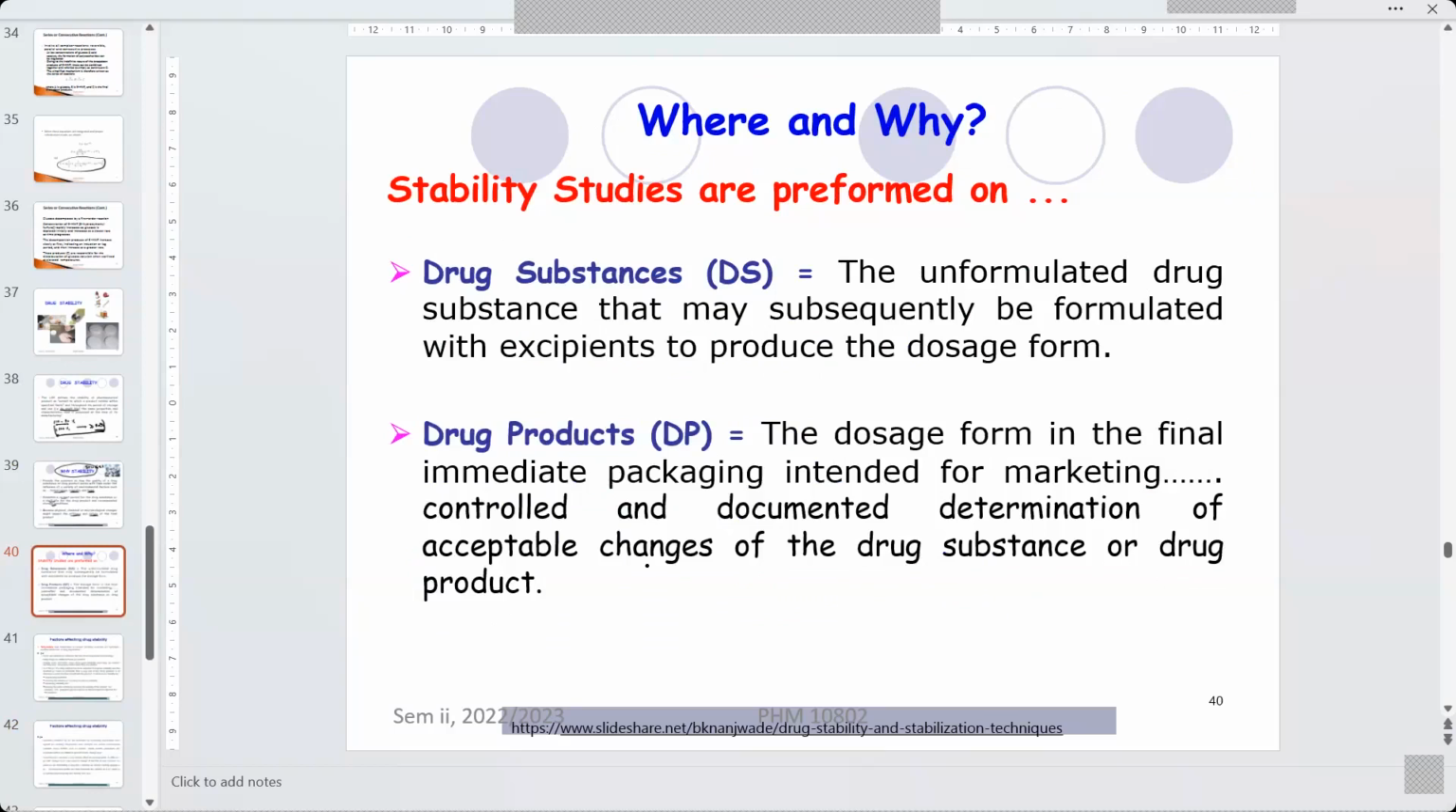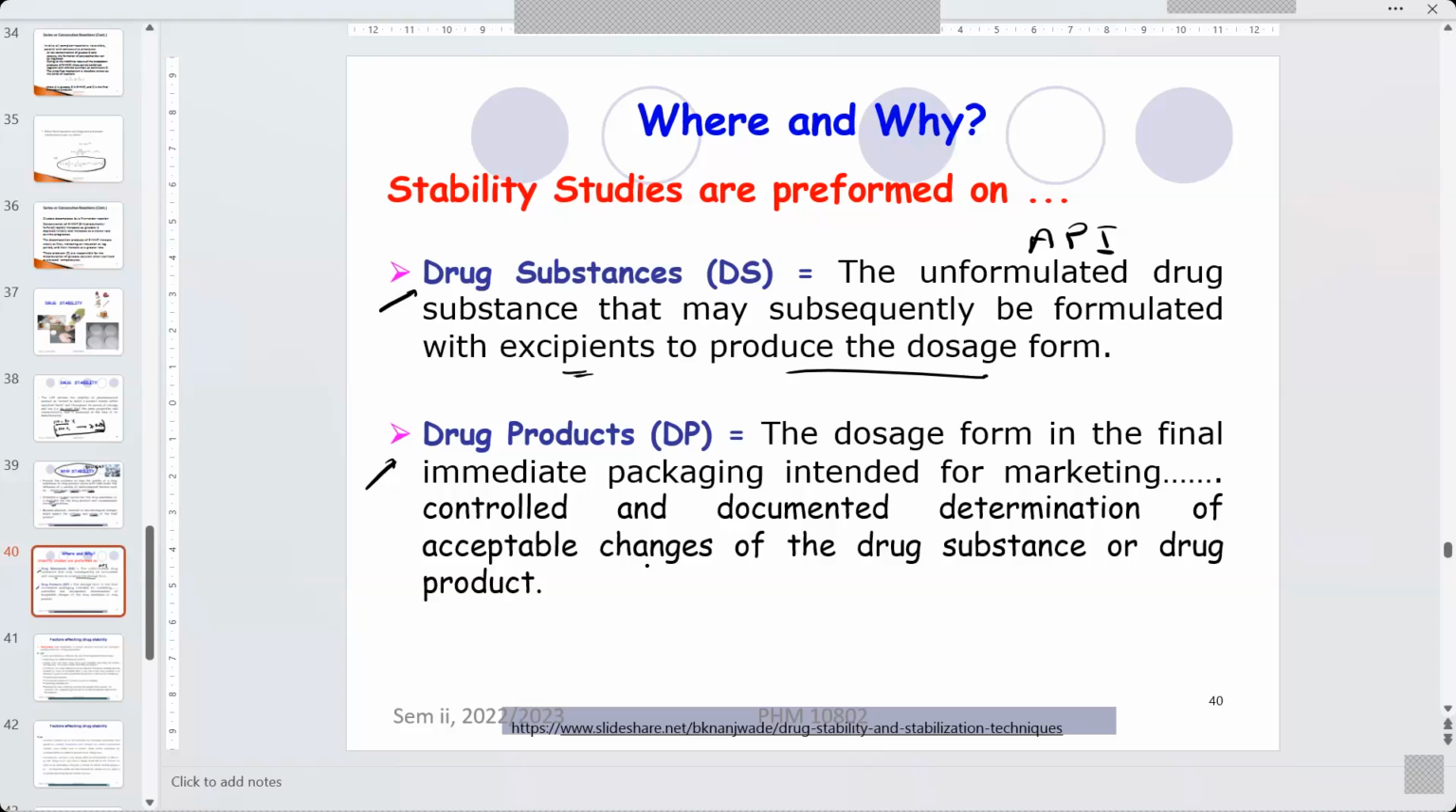So as I told you in the previous slide, we perform stability studies on drug substances and on drug products. The drug substance is the unformulated drug substance. We call it API, or active pharmaceutical ingredient. It may subsequently be formulated. I add some excipients to it to produce the dosage form, to make tablets, suspension, syrup, whatever, or ointment from it. I mix the active pharmaceutical ingredient, or drug substance, with suitable excipients to make the required dosage form.